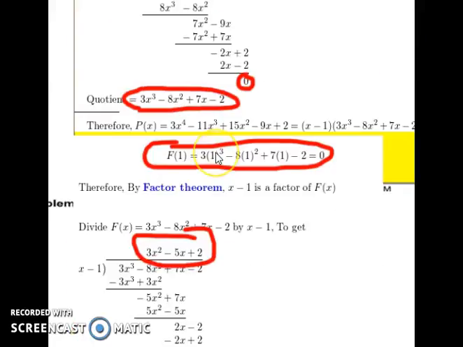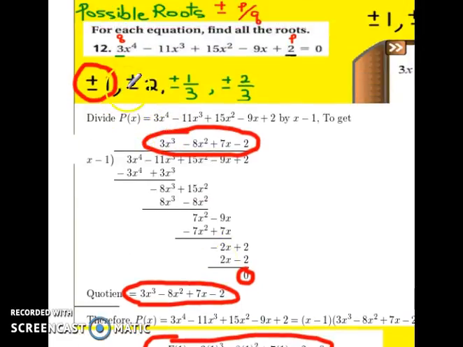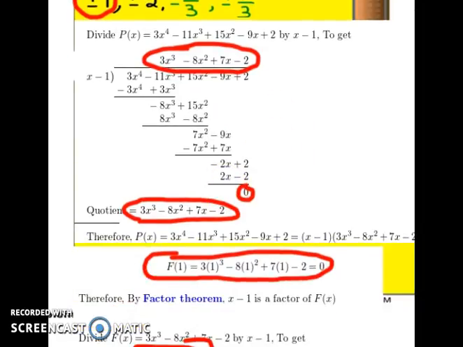So we start all over again. Make sure you list the possible roots and then you pick a root and try it. You're trying to get 0, then you know it's a factor.